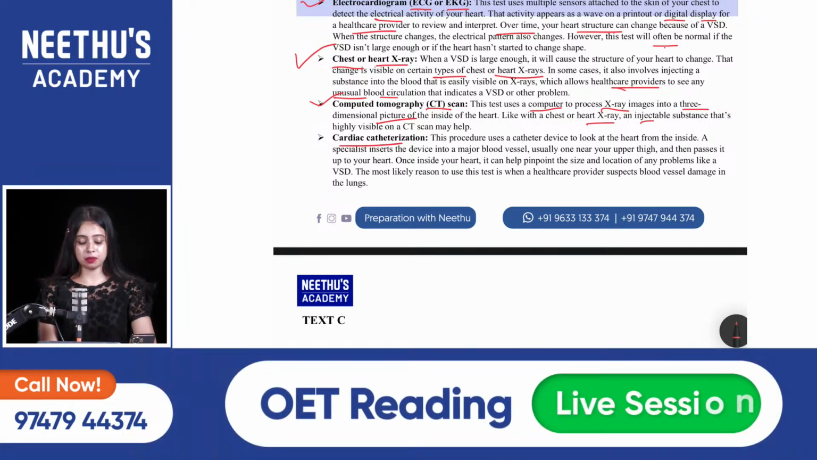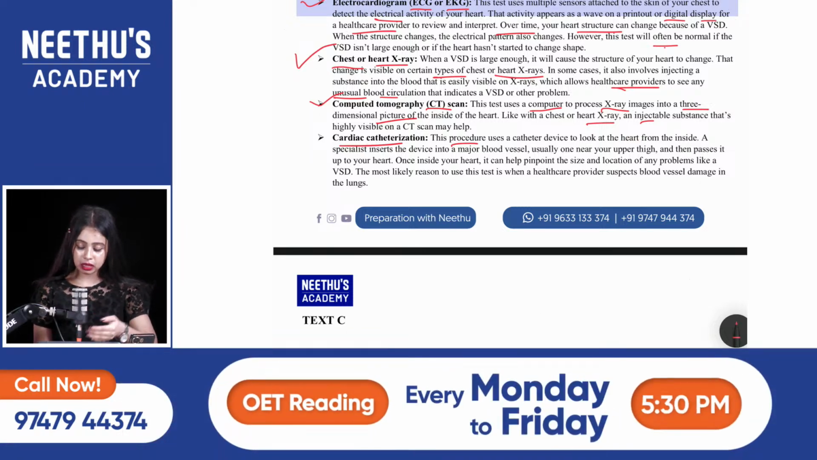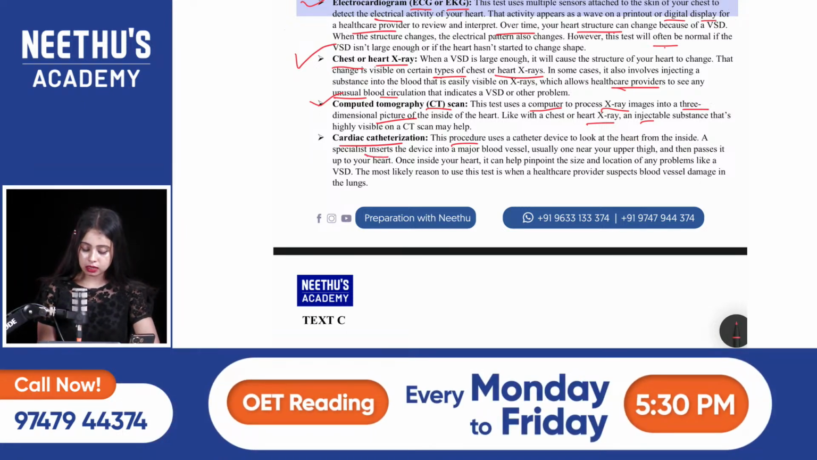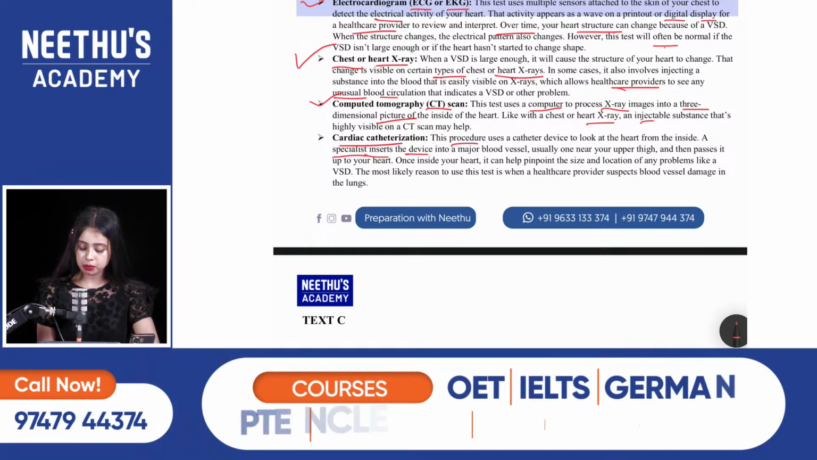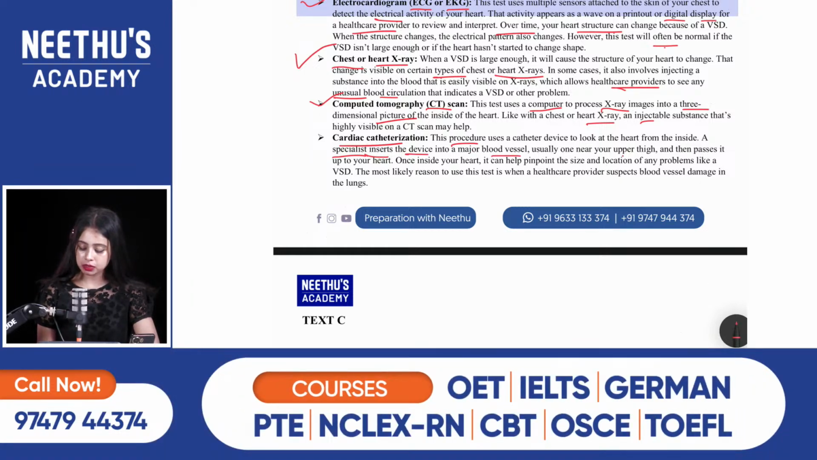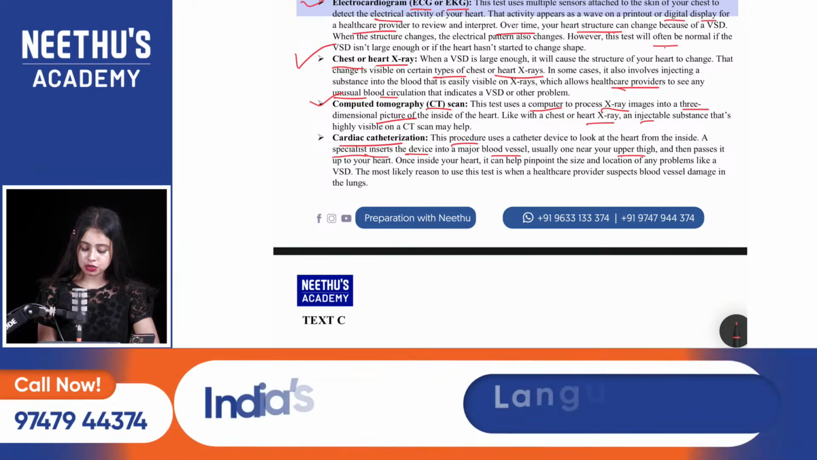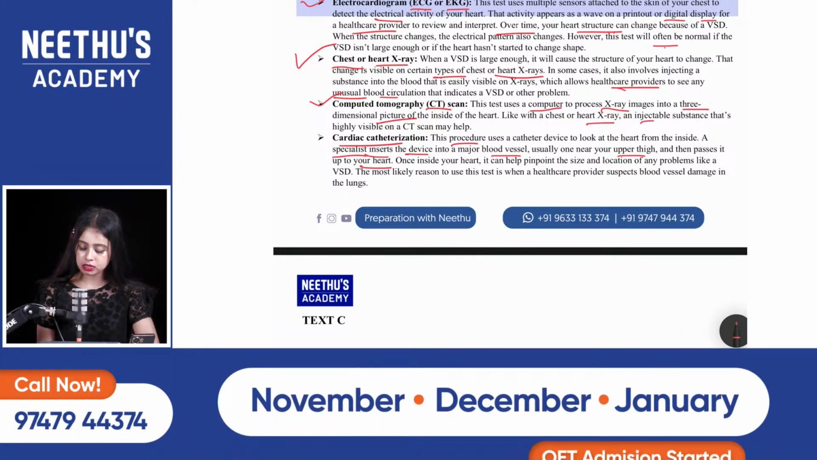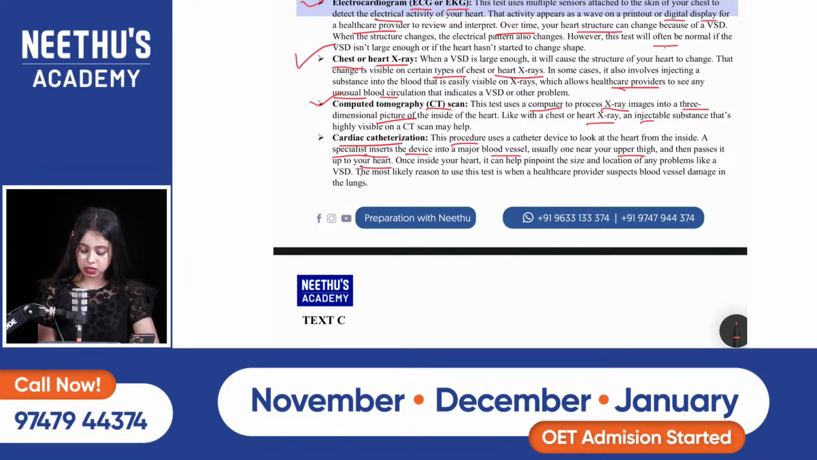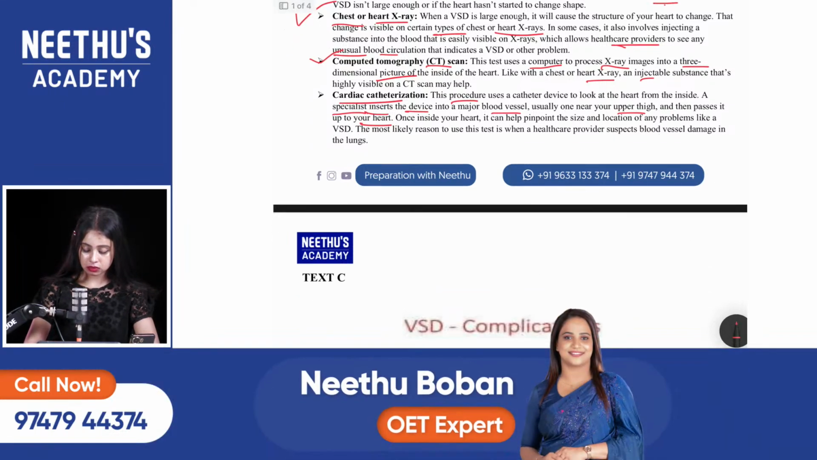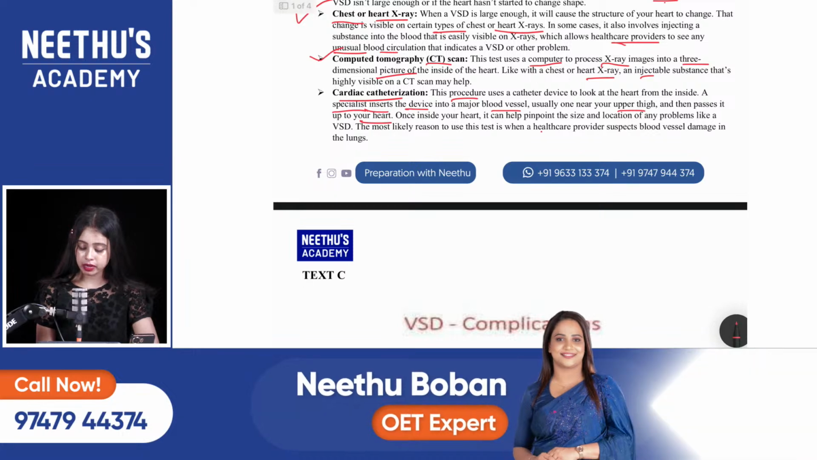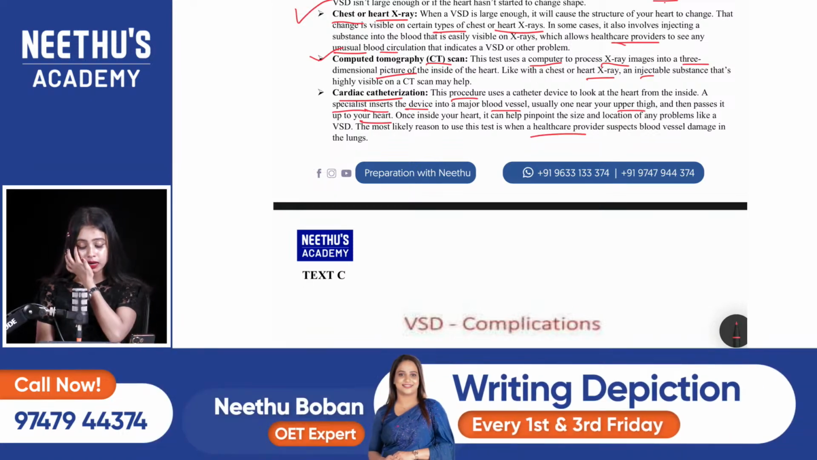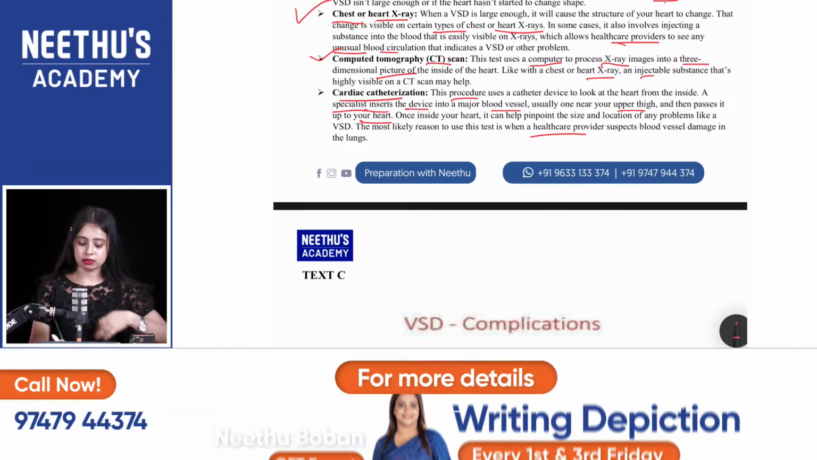Cardiac catheterization. This procedure uses a catheter device to look at the heart from the inside. A specialist inserts the device into a major blood vessel, usually one near your upper thigh, and then passes it to your heart. Once inside your heart, it can help pinpoint the size and location of any problems like a VSD. The most likely reason to use this test is when a healthcare provider suspects blood vessel damage in the lungs.